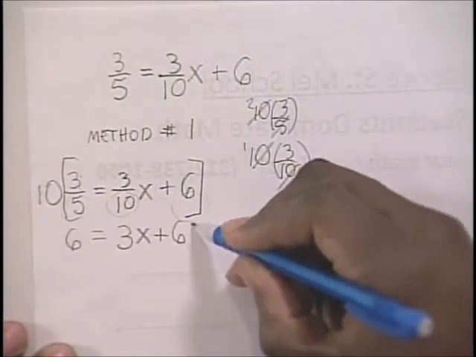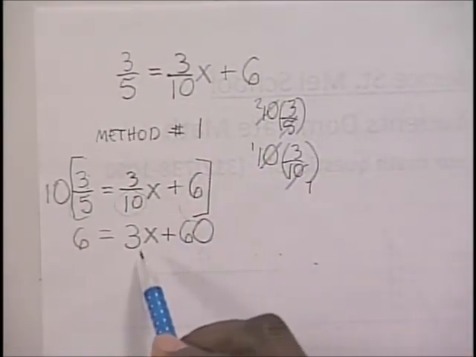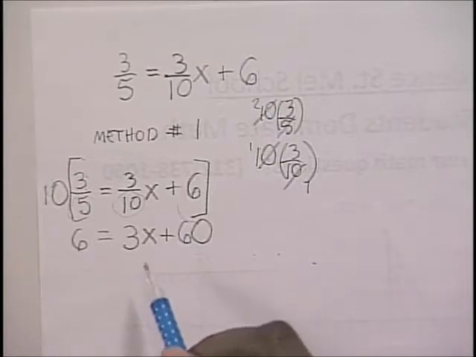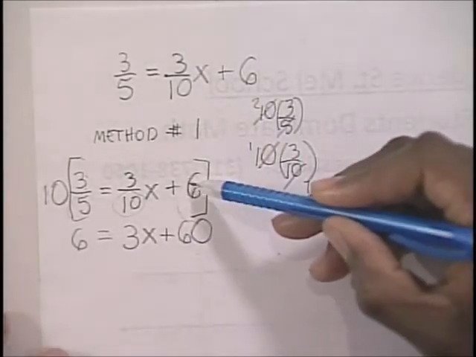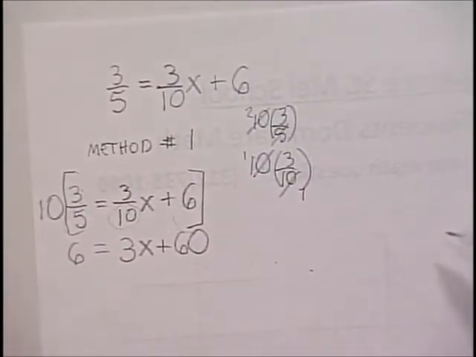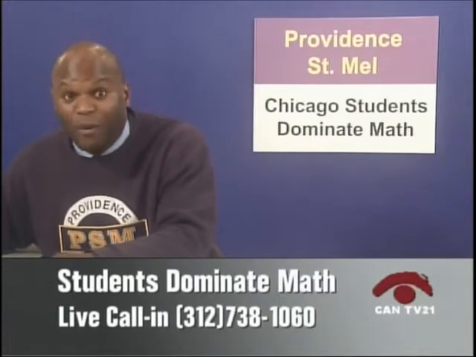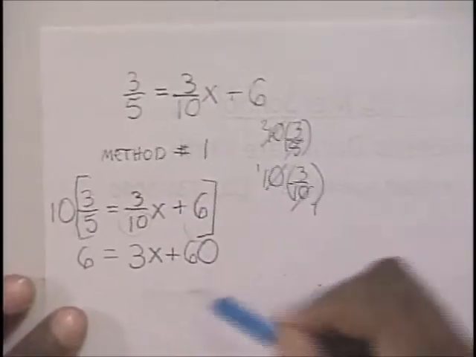60. Outstanding, young lady. Now, this is much easier to solve for x. What's the major difference between this and our original problem? They're not fractions anymore. Outstanding. It's the same equation, but there are no fractions in the second one. Do you know how to finish the problem to solve for x?